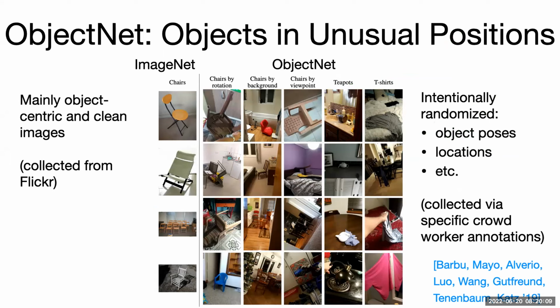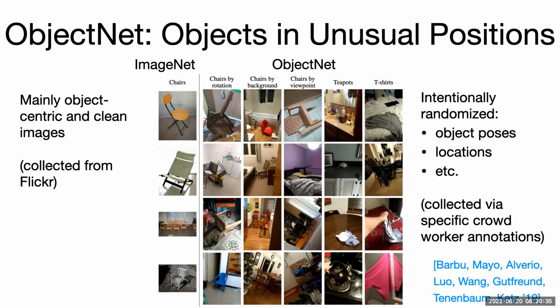tell crowd workers, can you take a picture, for instance, of a chair in the bathroom upside down? So they wanted to break many of the natural correlations that are in ImageNet, for instance, that chairs are upright and that chairs are more commonly found in the living room than in the bathroom. So this is a very interesting data set. And we thought, okay, great. We'll plug this into our test bed and see what we get.